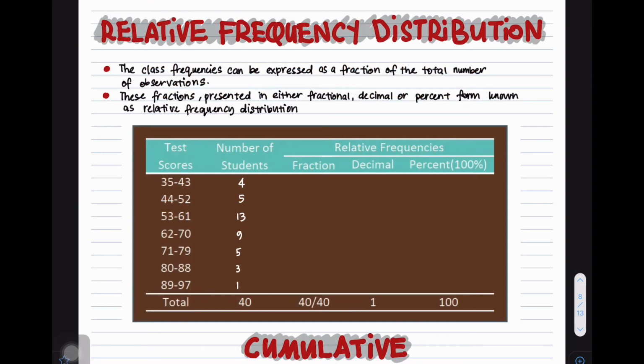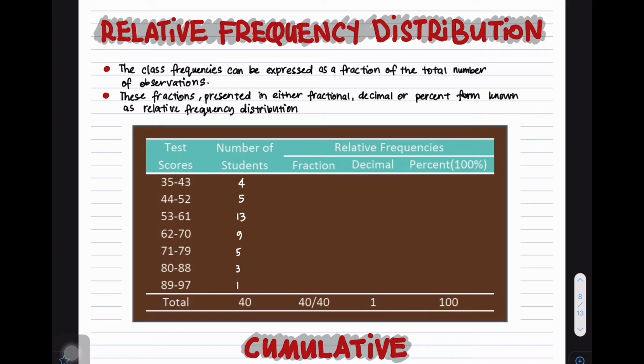Okay, after we see a few terms that are important in the frequency distribution, let's see a few ways to represent or to graph our quantitative data. So the first one is the relative frequency distribution. The class frequency can be expressed as a fraction of the total number of observations.